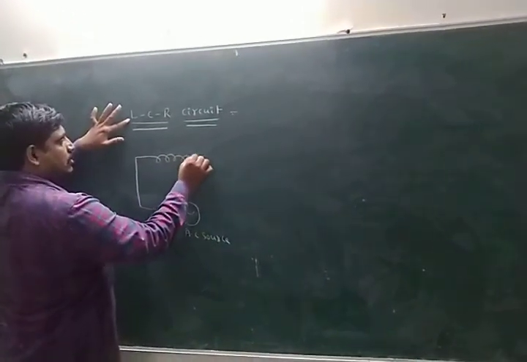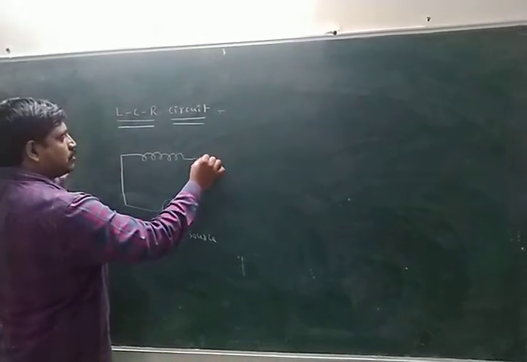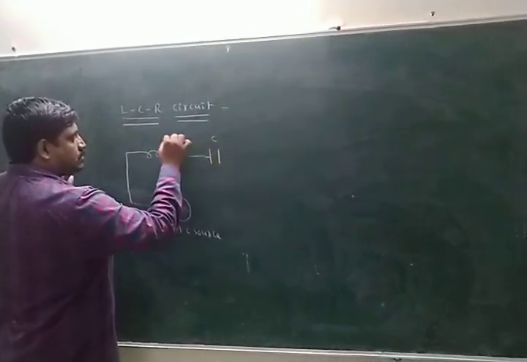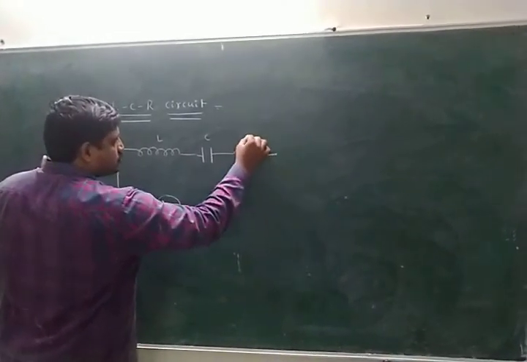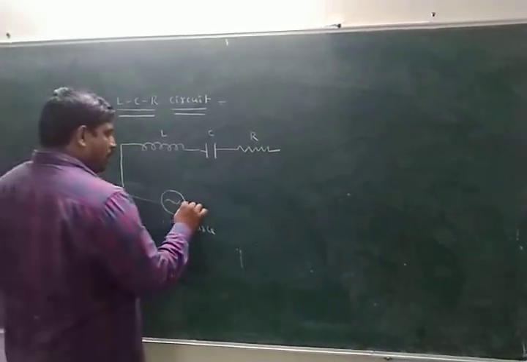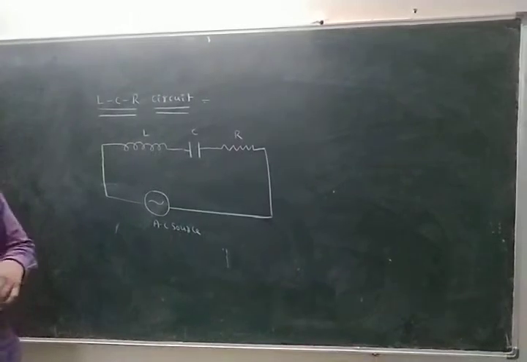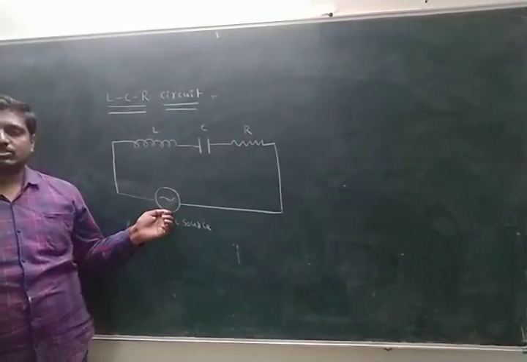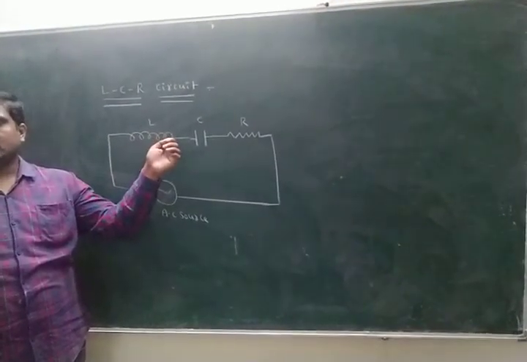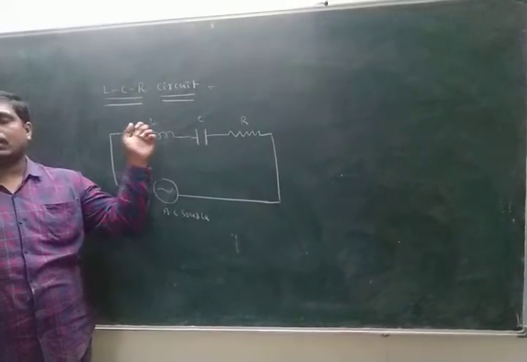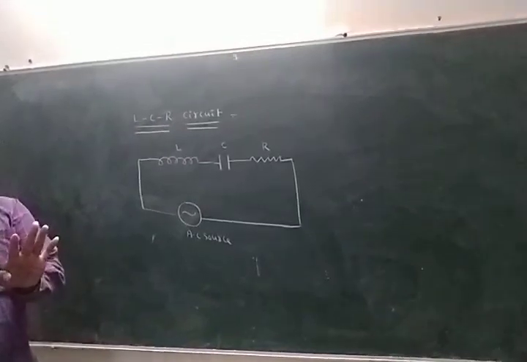L is nothing but the inductor, the solenoid, the coil. C is nothing but the capacitor of capacitance. R is nothing but the resistance of the resistor. All are connected in series as shown in the figure. Once again, here the AC source is connected to the inductor, capacitor, resistor. All are connected in series to the AC source. Okay. This is the question.